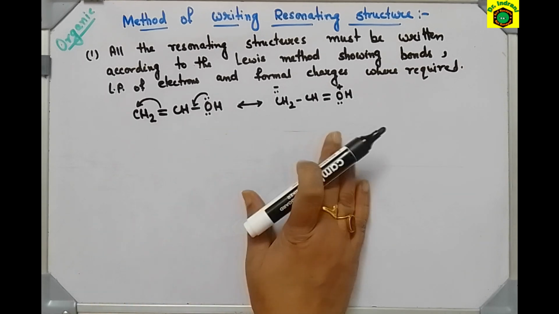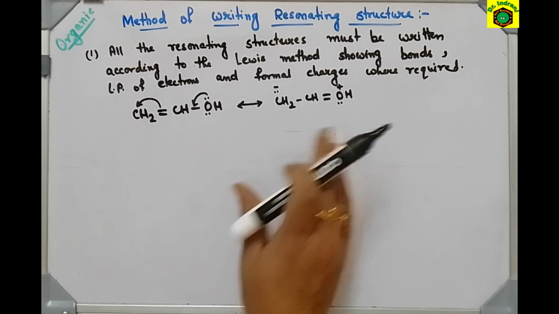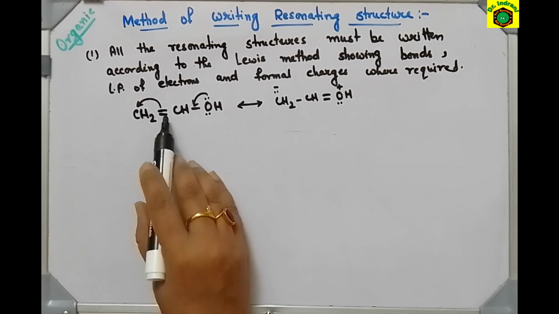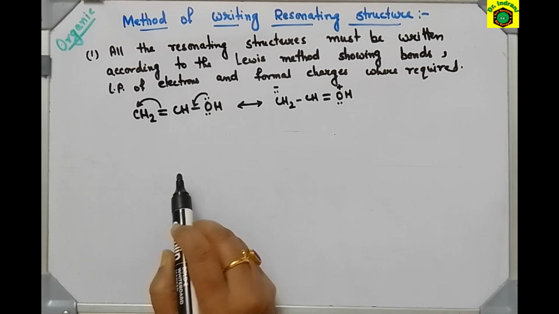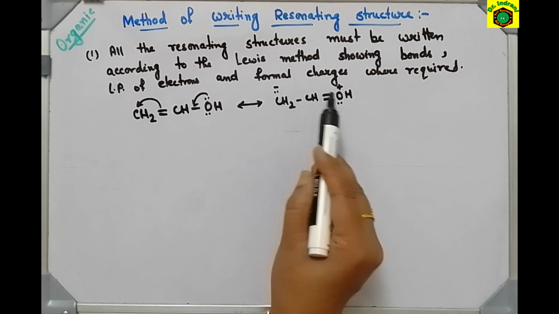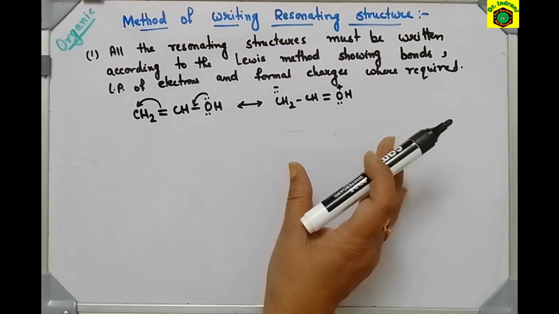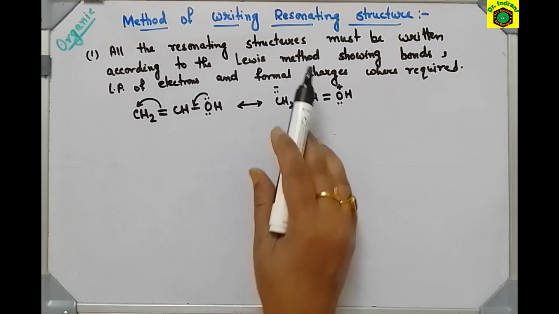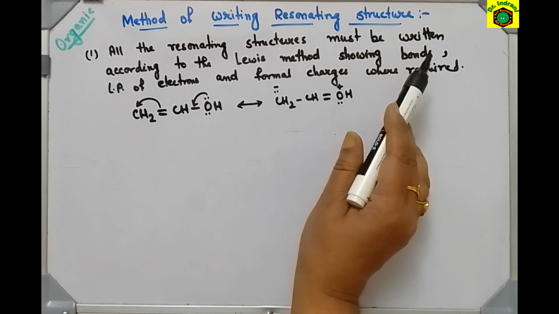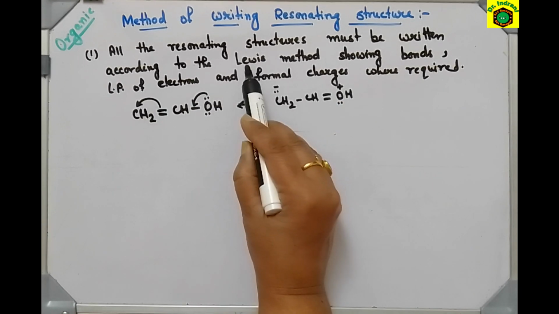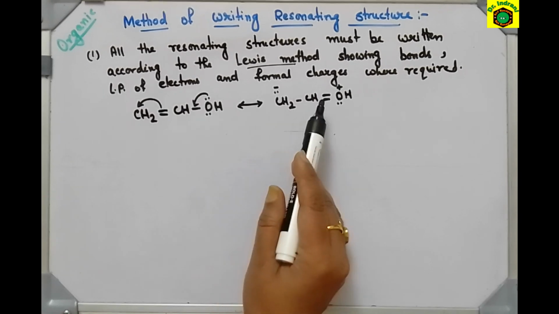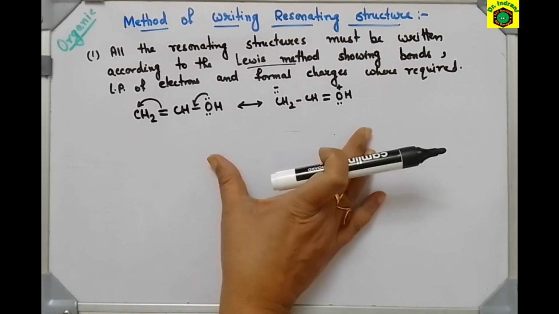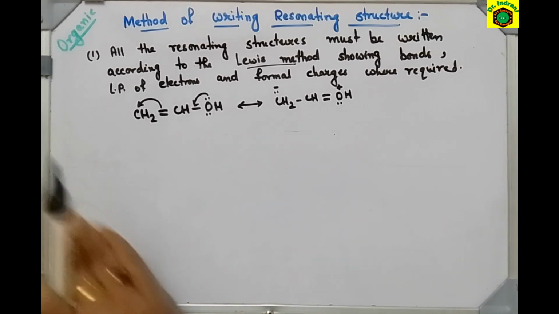So you can see in every resonating structure we are showing bonds, covalent bonds, lone pairs of electrons, and formal charges where required. So it is written that all the resonating structures must be written according to the Lewis method, showing bonds, lone pairs of electrons, and formal charges where required. Everything you have to show. This is rule number 1.